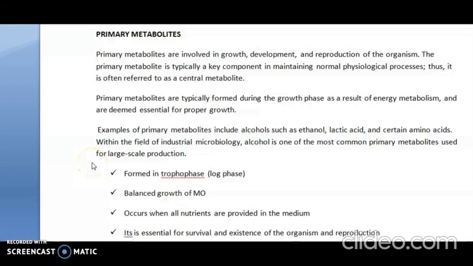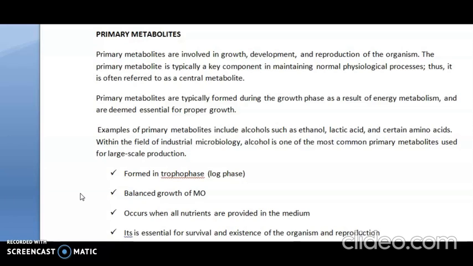Another important significance of the logarithmic phase is that the primary metabolites are formed in the log phase, or to be more specific, the trophophase of the log phase. The primary metabolites are involved in growth, development, and reproduction of the organism. It is typically a key component in maintaining the normal physiological process. Thus, it is often referred to as central metabolite. They are typically formed during the growth phase as a result of energy metabolism and are deemed essential for proper growth.